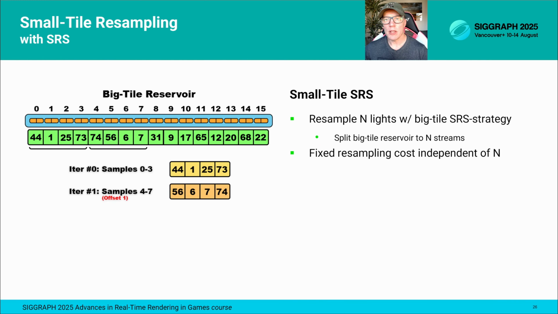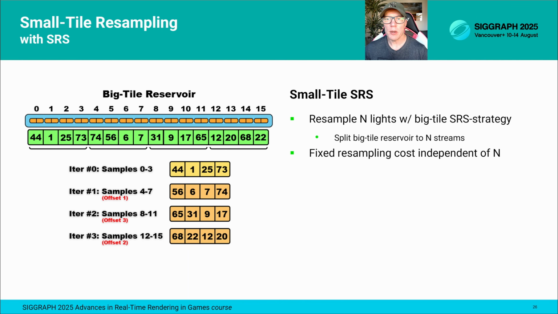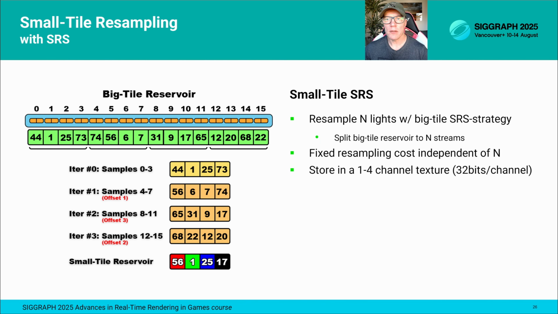For the next iteration, we shuffle the next batch of 4 light samples across the streams with a random offset to reduce the likelihood of high importance lights competing for the same reservoir slot for the nearby small tiles. We then repeat this process until all the 16 big tile samples have been processed. At the end of this resampling stage, we have 4 unique high quality light samples that will be used for the final lighting evaluation. The small tile reservoir is exported from the pixel shader to a 1 to 4 channel render target using the same 32-bit format as for the big tile reservoirs.